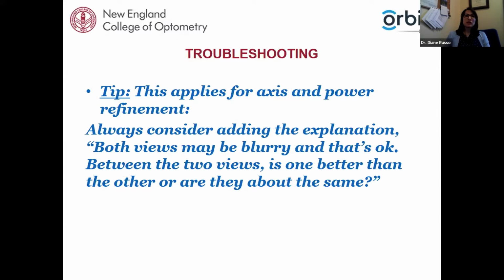Because sometimes patients may not want to answer or may not understand exactly how to answer because they both look blurry to them and they're thinking, well, neither is better, they're both blurry. So if you tell the patient ahead of time, both may be blurry, but is one better than the other, or are they about the same, that can help in giving some context and explanation to the patient about what to expect.